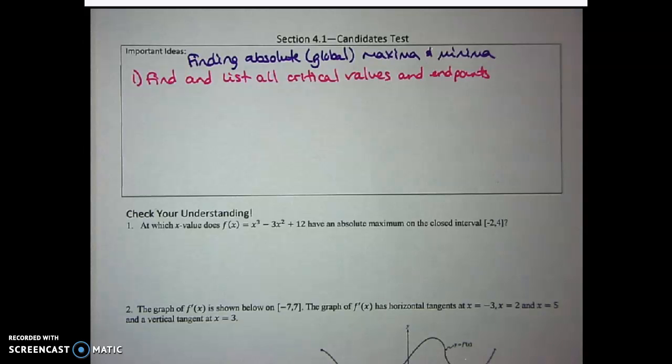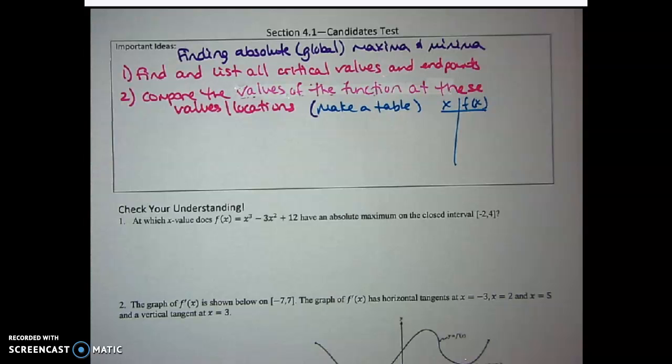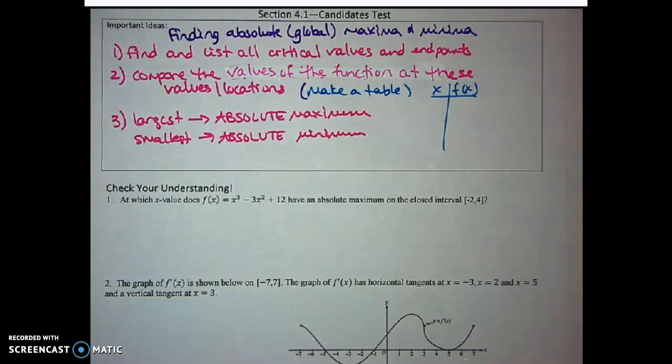The next thing you're going to do is compare the values that those critical values give you from the function. The easiest way to do this is generally to make a table. Then lastly, after you compare those f of x values, the largest one is going to be your absolute maximum. The smallest one is your absolute minimum. Example number 1. At which x values does that function have an absolute maximum on the closed interval? So go ahead and pause the video and do those 3 steps that we just listed above.